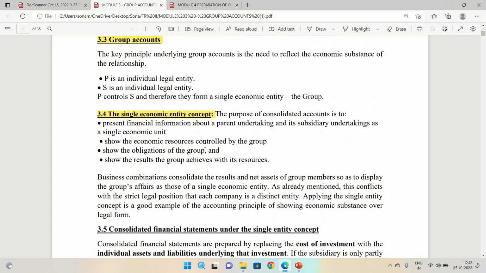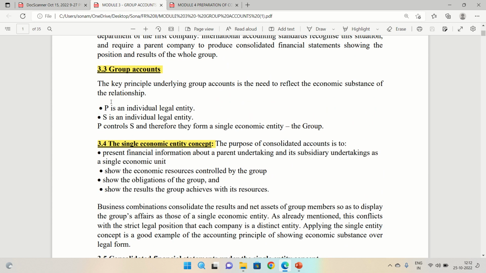So this is the key principle to remember. The key principle underlying group accounts is the need to reflect the economic substance of the relationship.